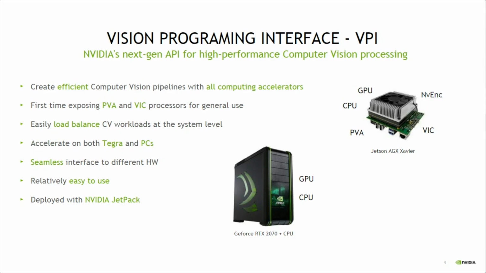VPI is a software library that is used to create high-performance computer vision and image processing pipelines. It exposes several computing accelerators available in the device it's running on through a uniform and easy-to-use interface. Moreover, VPI is currently the only way to have direct access to some of Jetson accelerators like the PVA, used for computer vision algorithms, and VIC, most commonly used for image operations.